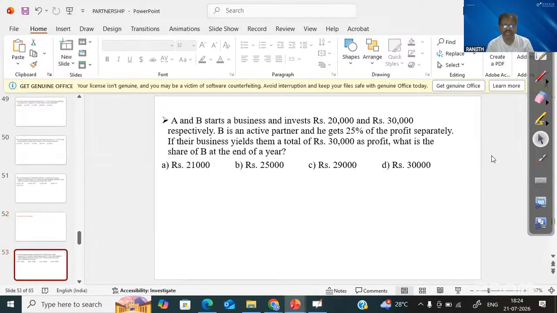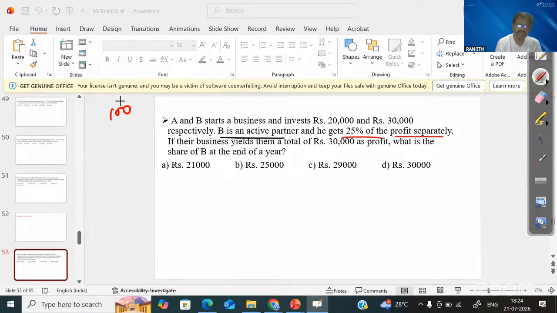A and B started a business by investment of 20,000 and 30,000. B is an active partner. So for the active partner, he will get 25% of profit separately. Whatever the profit is, out of 100 percent, 25 percent is given separately, and the remaining 75 percent is divided in the ratio of the amount of investment.